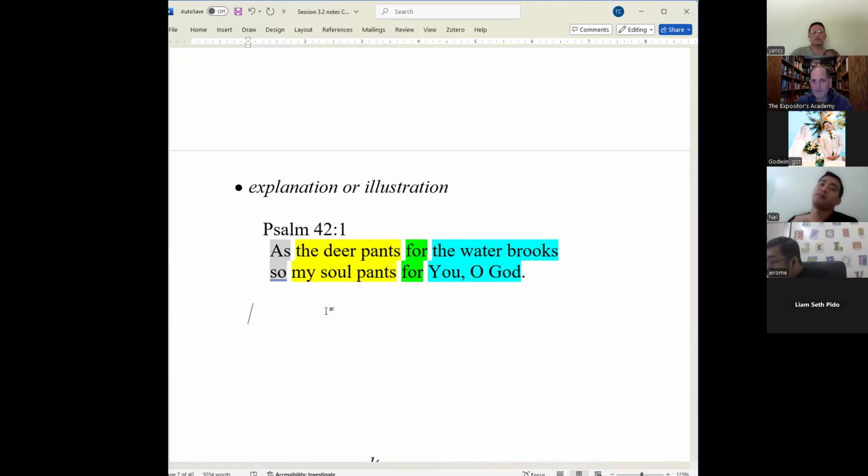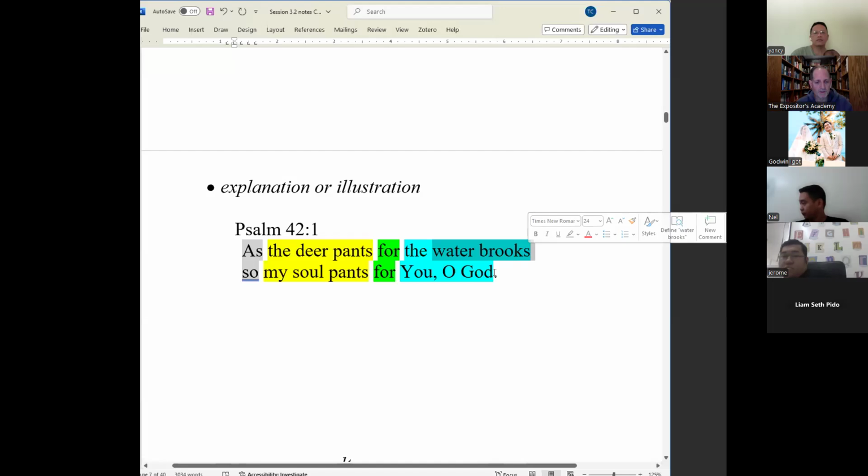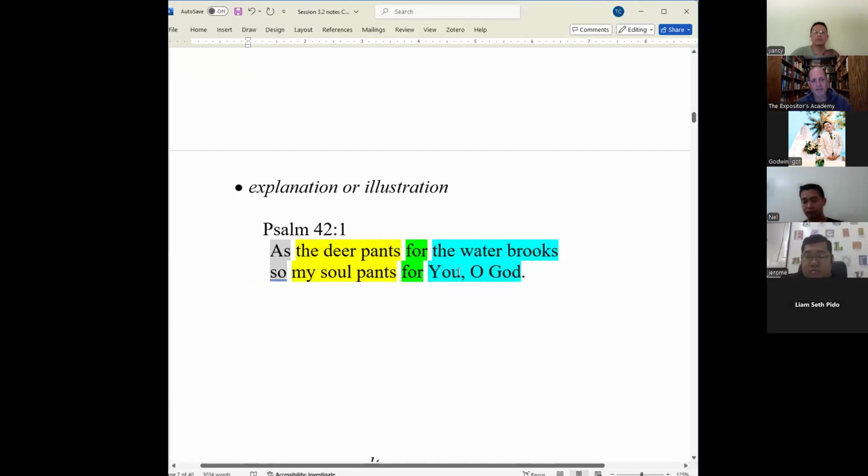All right, these are not synonymous, definitely not contrastive, right? He's not comparing the water brooks to God directly. Those aren't synonyms. But what he's saying is, in the way that a deer pants for water, so in that way my soul pants for you. So notice the first line is an illustration of the second line. Right?